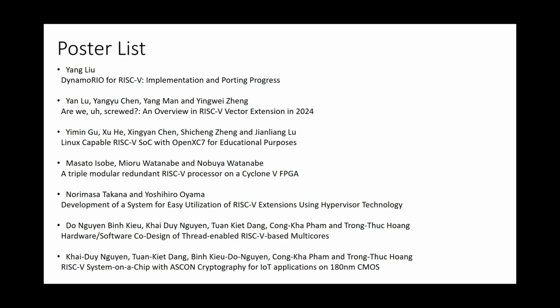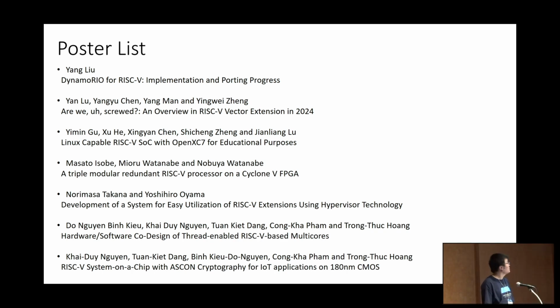Okay, please give your talk. So hello, I'm Yang Liu. I'm from PLCT Lab, and today I'll have a poster for DynamoRIO for RISC-V. So DynamoRIO is a code manipulation system, and it supports AArch64 and x86. So we ported it to RISC-V, and we have a poster showing the implementation details and the RISC-V porting progress.